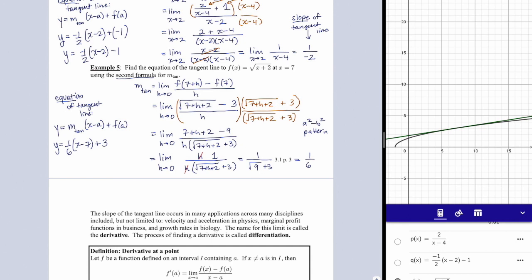So I will stop this video here, and in the next video we'll finish looking at the derivative using this limit definition.